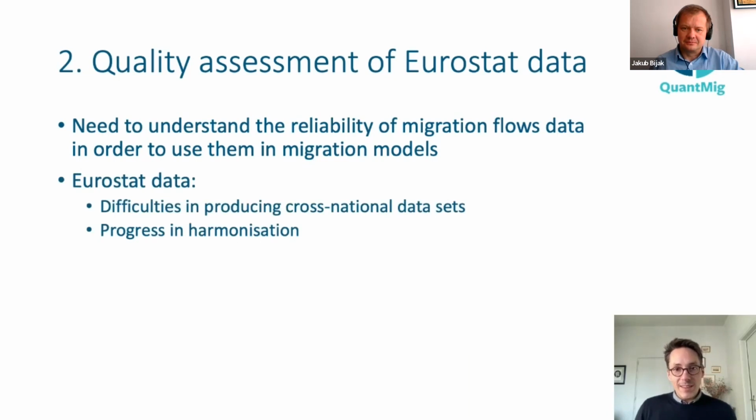Eurostat coordinates data collection in Europe from national statistical offices and centralizes, compiles, and publishes this data in the form of country-level tables reporting immigration and emigration, often disaggregated by a series of variables. But the production of these cross-national data sets is challenging.